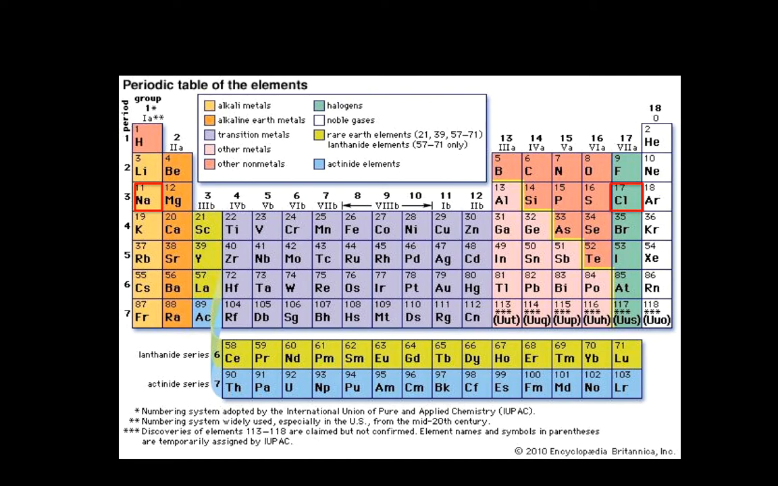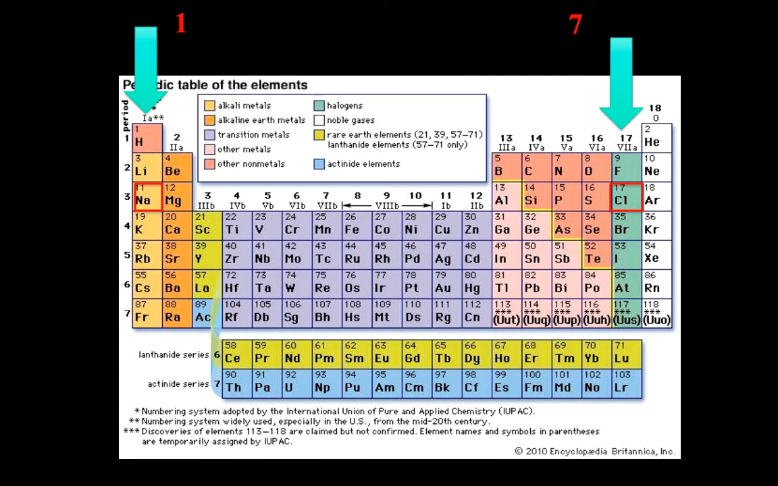So let's start with two elements, sodium and chlorine. Sodium is in group 1, so it's going to have one valence electron, and chlorine is going to have 7 valence electrons. So in this scenario, sodium and chlorine combine to make sodium chloride because sodium is going to give up one electron to chlorine and become NaCl.